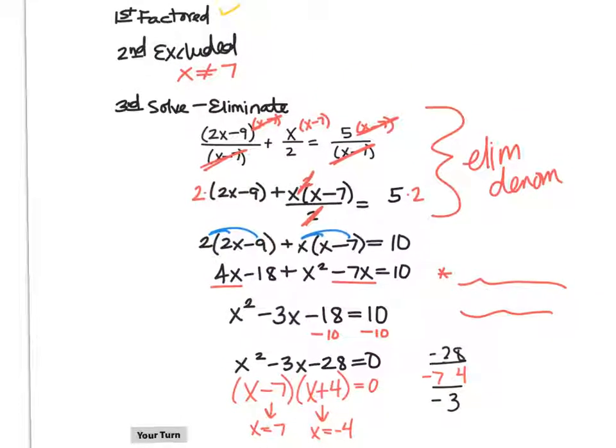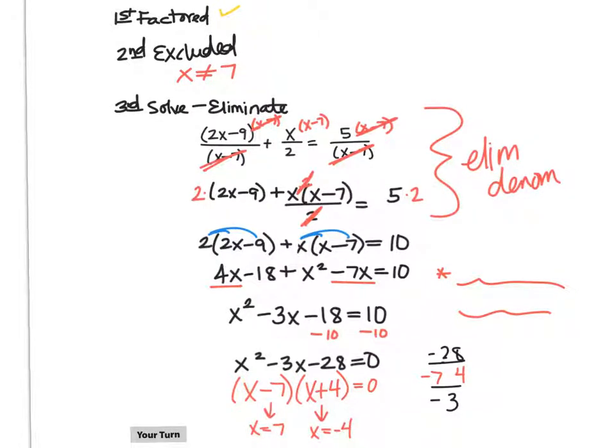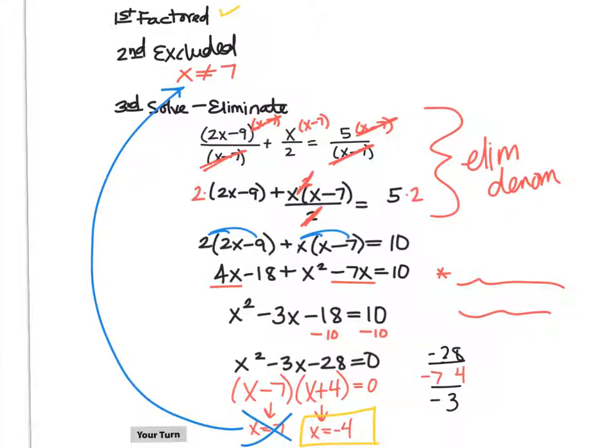And the other thing we want to do is check those excluded solutions we included in the beginning, and in fact we said that x could not equal 7. Remember, so since x can't equal 7, that's not an answer, and the only actual solution to this problem is that x equals -4.